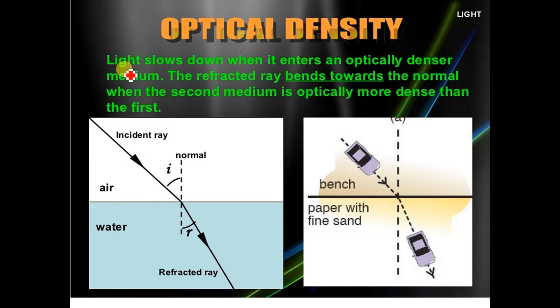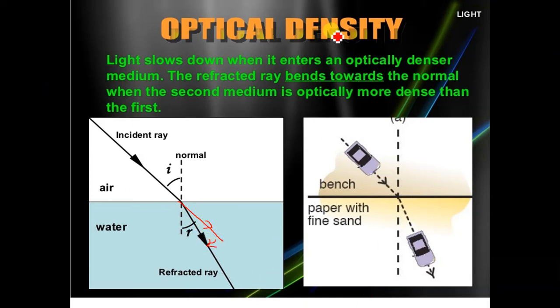Okay, so light slows down when it enters an optically denser medium. The refracted ray bends toward the normal. So imagine you are going from a material which is less dense to a material which is more dense. So light will slow down, it will bend toward. It doesn't go straight, it just bends toward the normal.